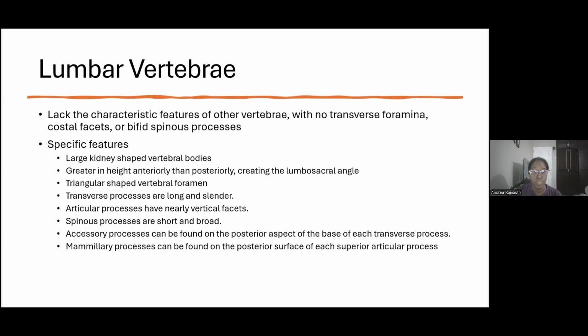Specific features for the lumbar vertebrae are a large kidney-shaped vertebral body. It's greater in height anteriorly than posteriorly, creating a lumbosacral angle. Its vertebral foramen is triangular-shaped. Transverse processes are long and slender. The articular processes have nearly vertical facets. The spinous processes are short and broad. Accessory processes can be found on the posterior aspect of the base of each transverse process, and mammillary processes can be found on the posterior surface of each superior articular process.